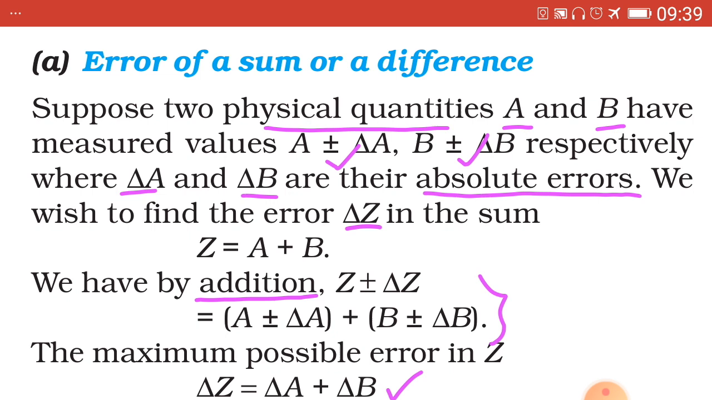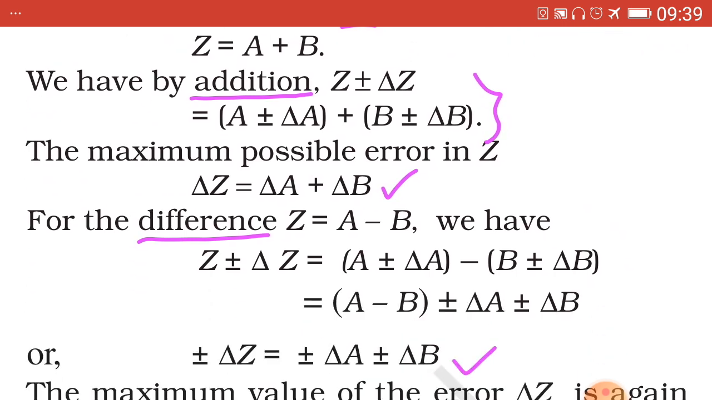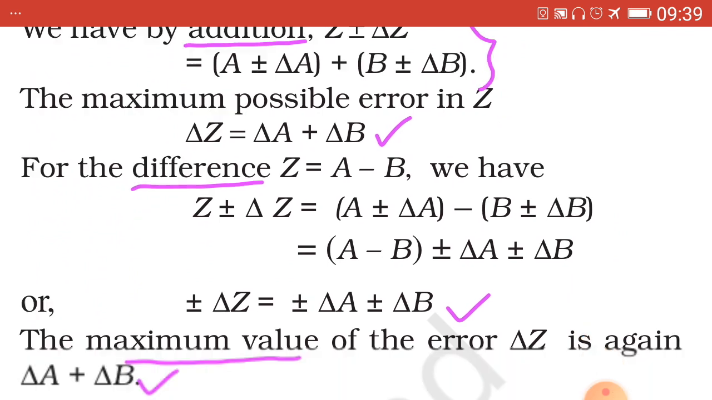The resultant capital Z equal to A plus B, and by addition we have Z plus minus delta Z, which is equal to A plus minus delta A plus B plus minus delta B, which is equal to A plus B bracket plus minus delta A plus minus delta B. And hence the maximum possible error in Z will be equal to delta Z equal to delta A plus delta B, which has been tick marked.